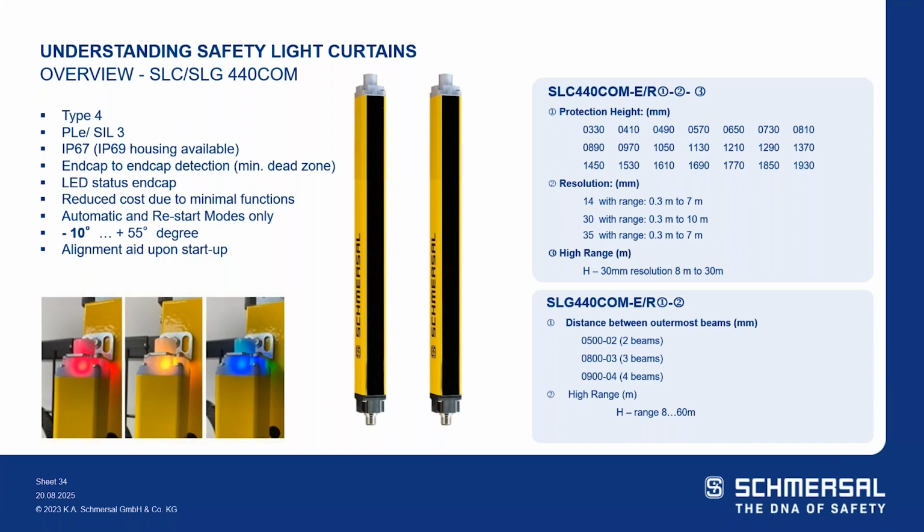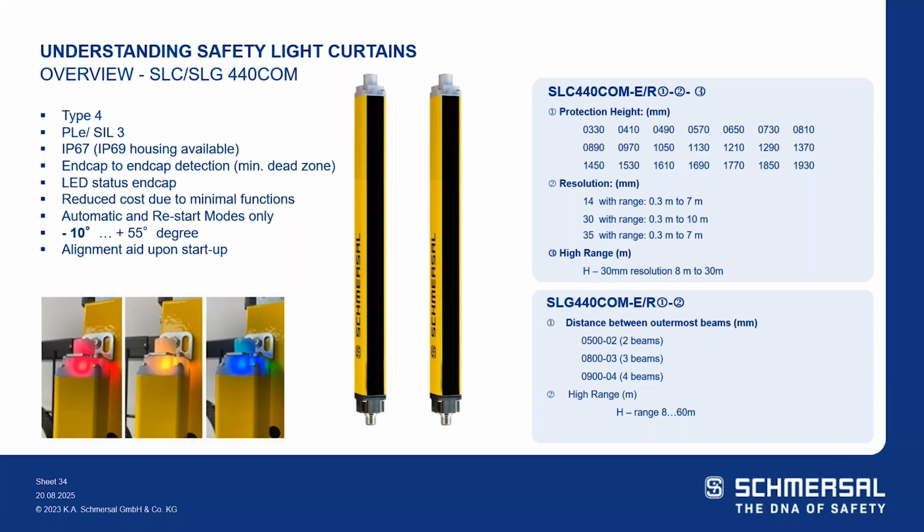It does have an LED status end cap with multiple colors to indicate on and off, as well as some other functions. So it still has some full features to it for a simple on-off type of operation, and you have the ability to wire directly into the receiver, automatic reset or manual reset modes. The alignment aid upon startup includes the multicolor end cap to assist with your alignment upon startup, as well as it's Bluetooth enabled, and we'll talk about that at a little bit of length as well.